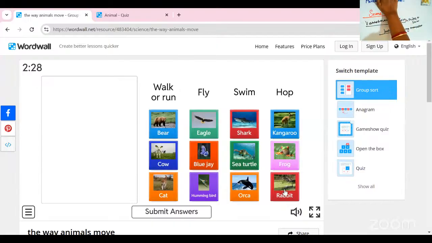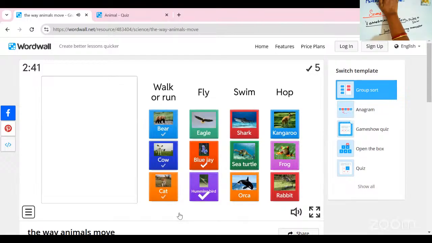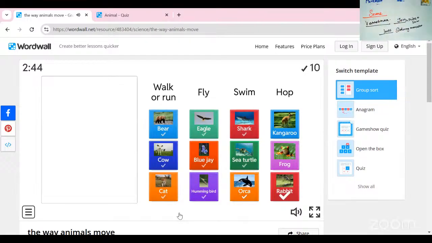Kangaroo, frog, and rabbit. So these are all the movements of the animals: walking, flying, swimming, and hopping. So I'm going to submit the answer. So all the answers are right.